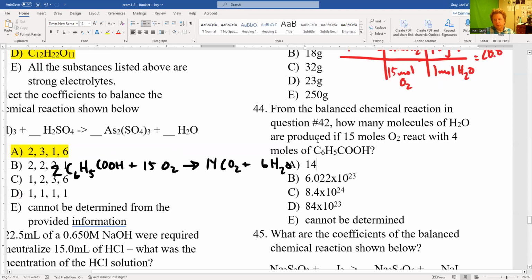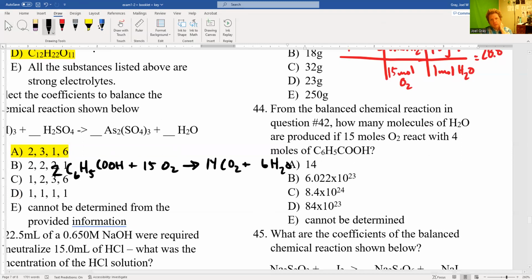C6H5COOH? Okay, so this is again reliant on our balanced chemical reaction, but the tricky part about this is we're asked about how many molecules are produced. So this is going to have to do with the mole to molecule conversion. Now, seeing that we have 15 moles of O2 and 4 moles of C6H5COOH, O2 is our limiting reactant because we have more C6H5COOH than we need.